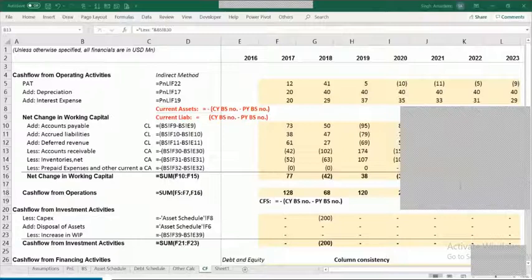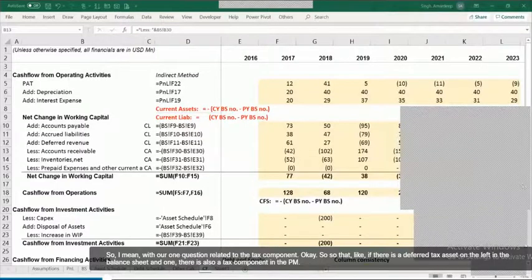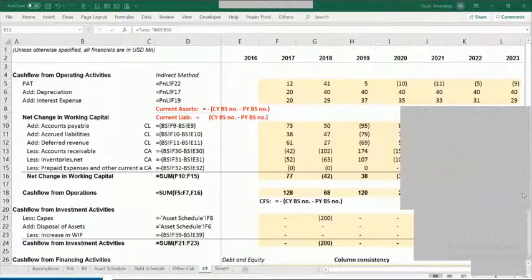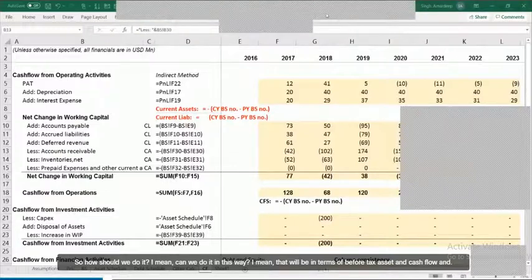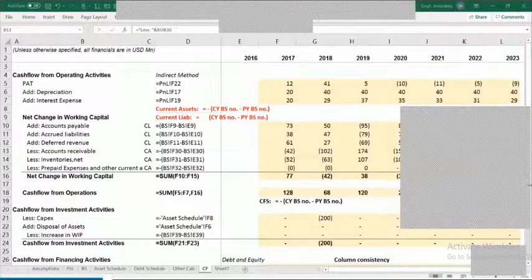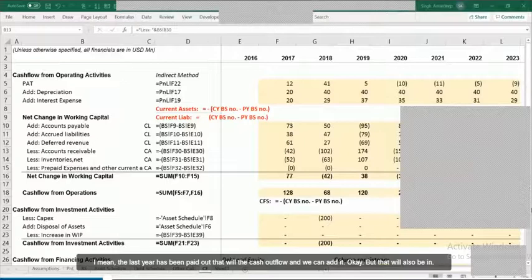Okay. So, Amandeep, I have one question related to the tax components. There is a deferred tax asset or liability in the balance sheet, and there is also a tax component in the P&L. How should we do it? Can we do it this way: the delta will be there in terms of deferred tax asset in cash flow, and the last year's has been paid out.